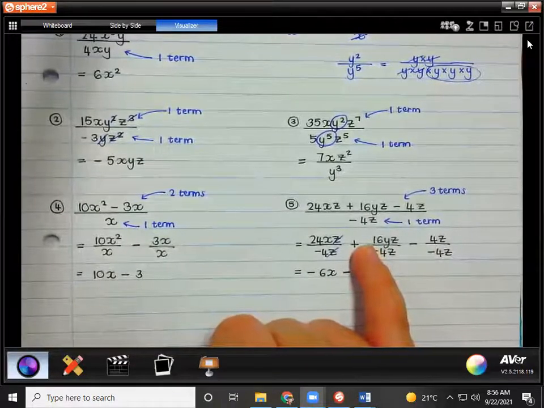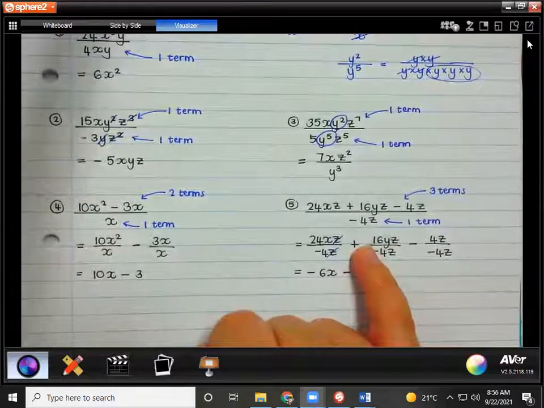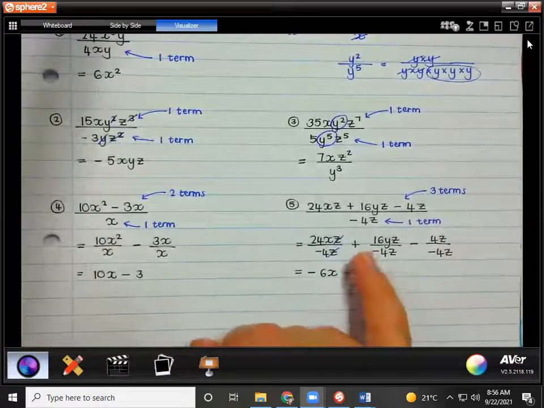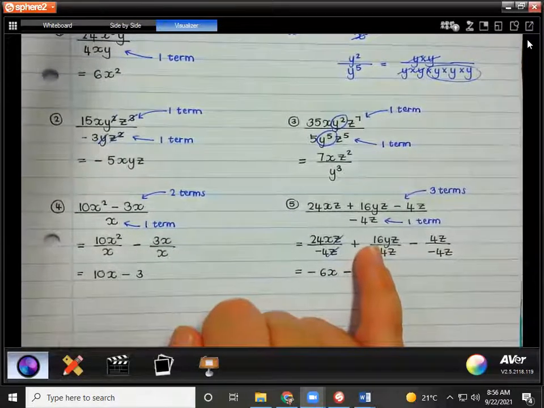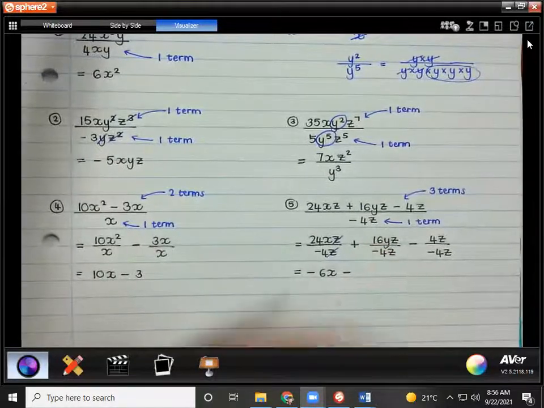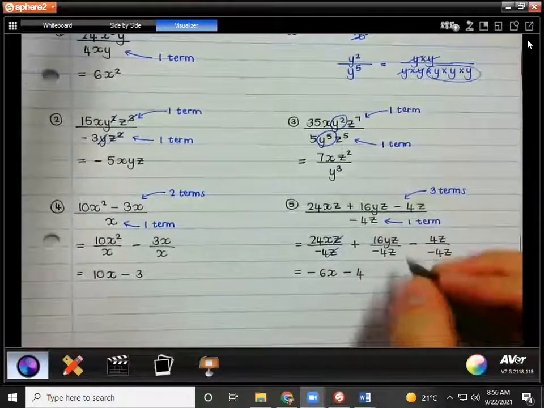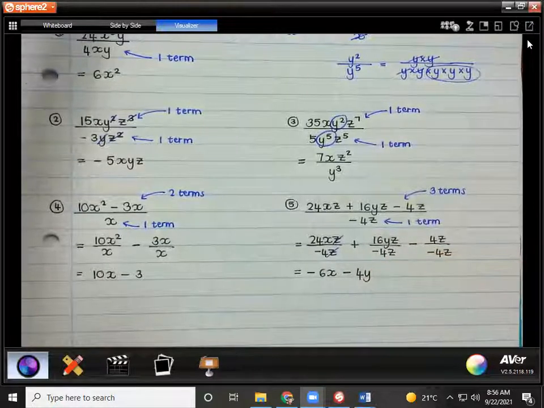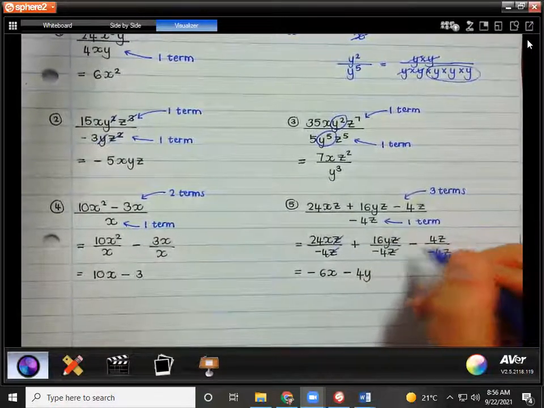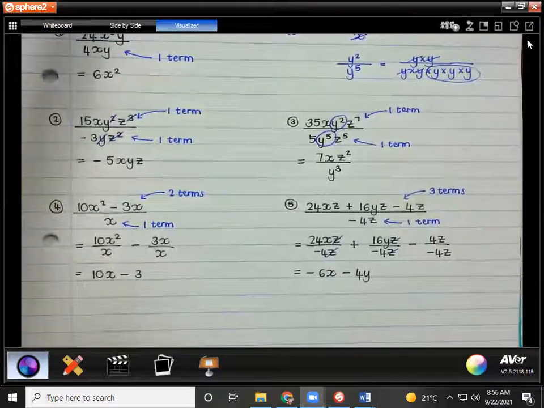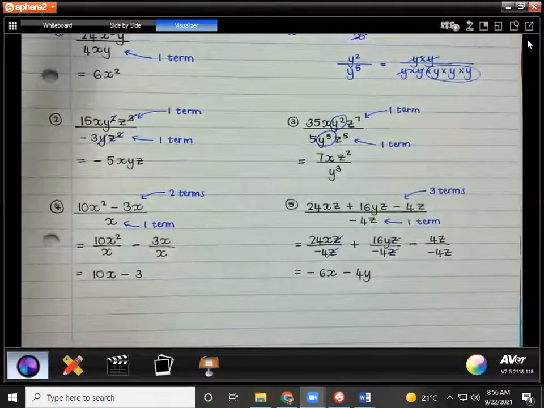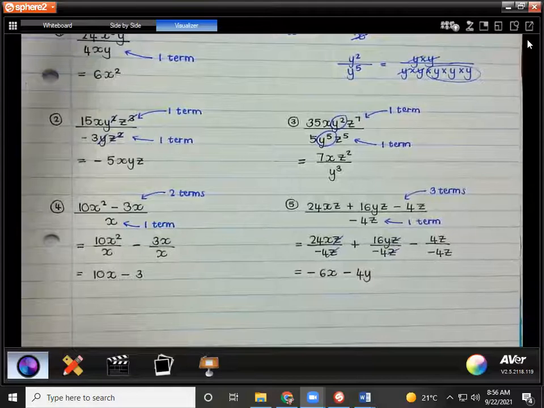Okay. Now we don't have to think again, what is a positive divided by a negative? We've already sorted out the minus. What is 16 divided by 4? 4. There's a y at the top, there's no y at the bottom, so we're going to have a y in the answer. And again, the z and the z will cancel each other out. Z divided by z is 1. So my second term is negative 4y.